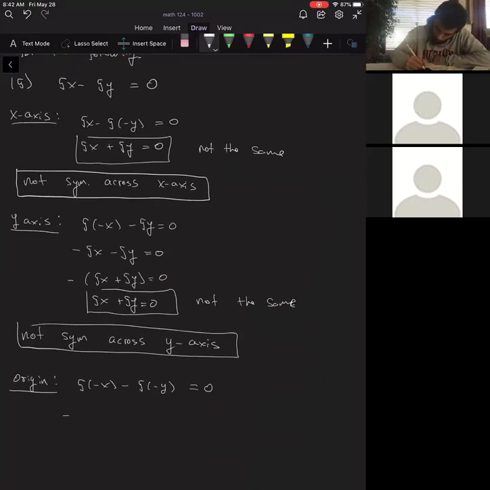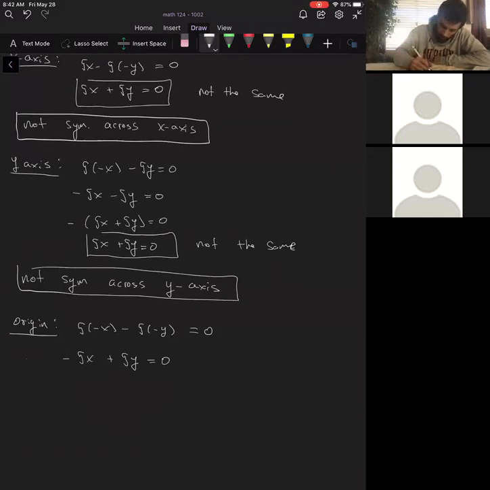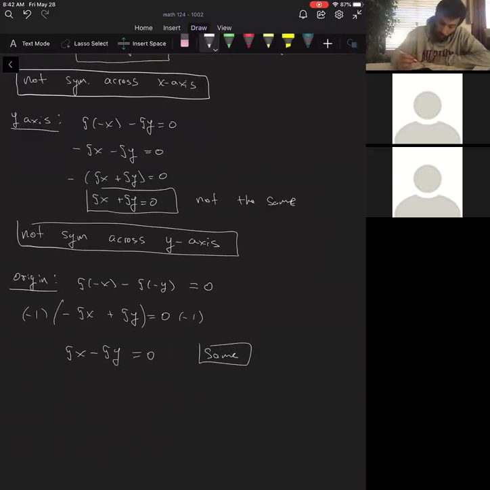So we get minus 5x. Here we have a minus minus, that turns into a plus 5y. But now notice, if we multiply both sides by a negative number, so let's do minus 1 on the left-hand side and multiply by minus 1 on the right-hand side, what we get is 5x minus 5y is equal to 0. So it's the same thing. This tells us that since we replaced x with minus x and y with minus y and the function didn't change, this function is symmetric across the origin.